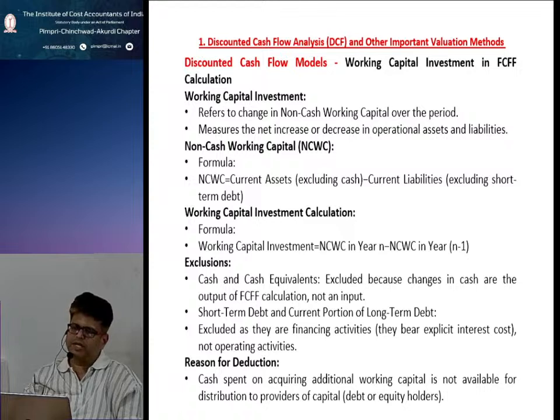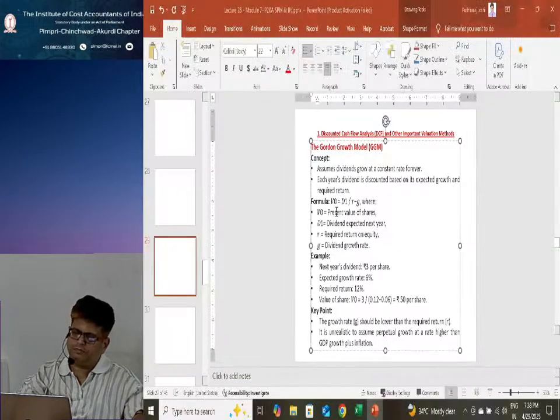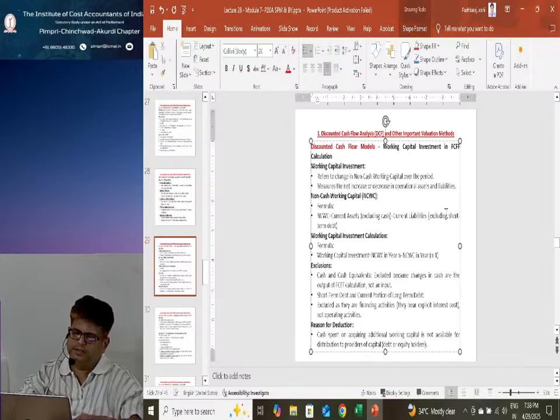Now let's see the working capital investment in FCFF calculation. So working capital investment refers to change in non-cash working capital over the period. It measures the net increase or decrease in operational assets and liabilities. Non-cash working capital, that is NCWC. The formula is NCWC is equal to current assets excluding cash minus current liabilities excluding short-term debt.